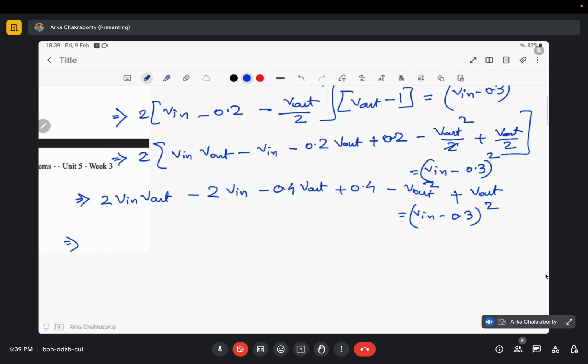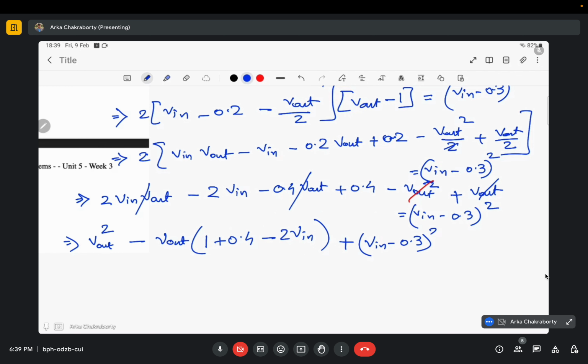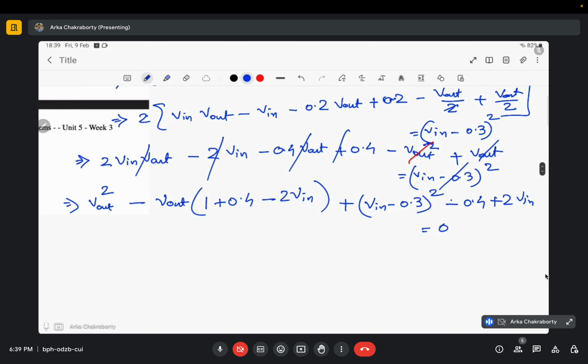Now let me take the V out square term, let me take everything in the right hand side and see what happens. It will become V out square, so let me cut them one by one, and let me take minus V out as common. So from this one I'll get 1, and this one I'll get 0.4, and from here I'll get minus 2V in, plus V in minus 0.3 square and minus 0.4 plus 2V in. I hope all the terms have been taken care of. 1 2 3 4 5 6 7 terms. Okay, all the terms have been taken care of.